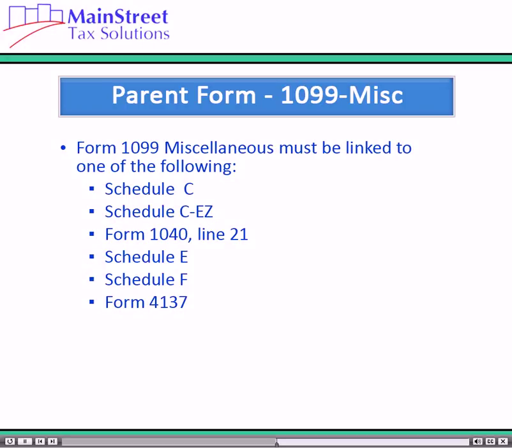To open Form 1099 Miscellaneous, you must link from either Schedule C, Schedule CEZ, Form 1040 Line 21, Schedule E, Schedule F, or Form 4137.